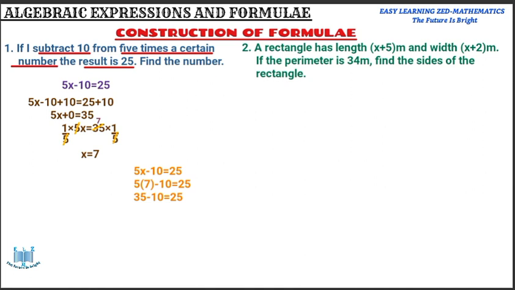Now when we subtract 35 minus 10, it gives us 25, which is equal to 25. As you can see, the equation has balanced, so the formula we formulated is correct. On the left side we have 25 and on the right side we have 25. That means the equation is correct. So this is how you can do it. Now let's go to question number 2.